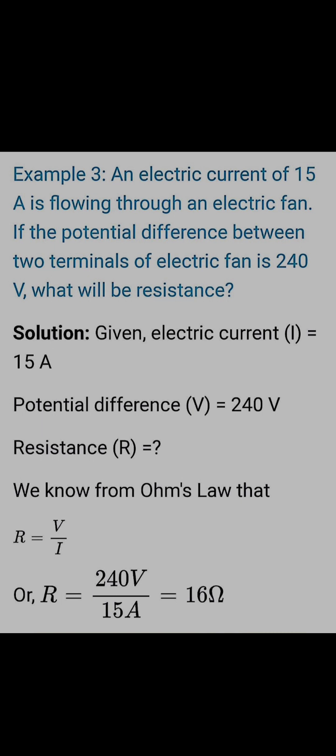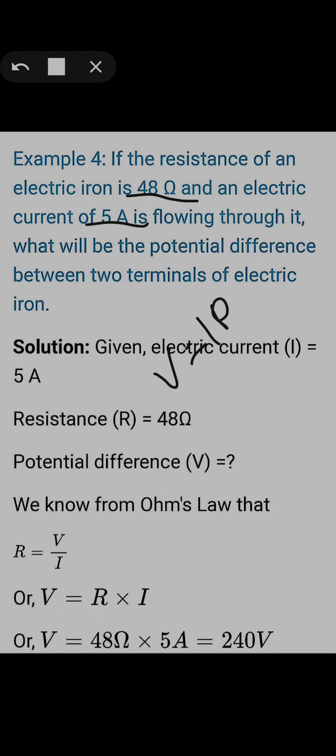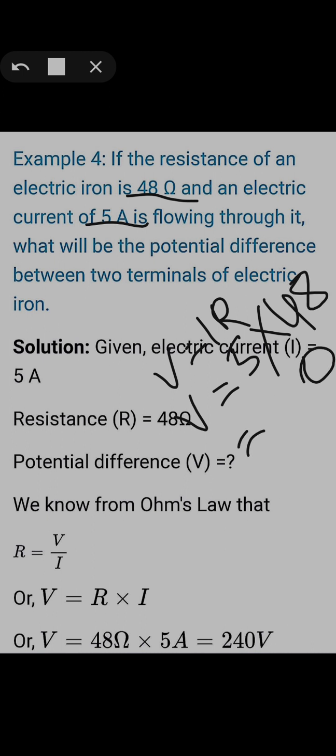Okay, our fourth example: the resistance of an electric iron is 48 ohms and an electric current of 5 ampere is flowing through it. So current is given here 5 ampere and the resistance is given as 48 ohms. So we already know V is equals to IR. So V will be taken here, and it's not given. IR, I is given as 5 and R is given as 48. On multiplying it, what we will get, then it will be 240 volt.